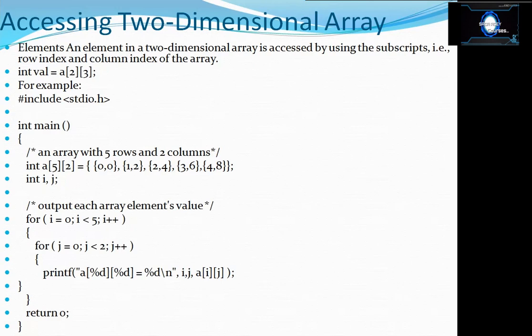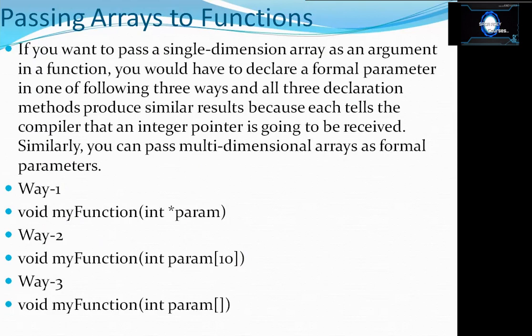Accessing two-dimensional array elements. An element in a two-dimensional array is accessed by using the subscripts, that is, the row index and column index of the array. For example, int val equals a[2][3], where the row index is 2 and the column index is 3. This is a simple, basic program of accessing a two-dimensional array.